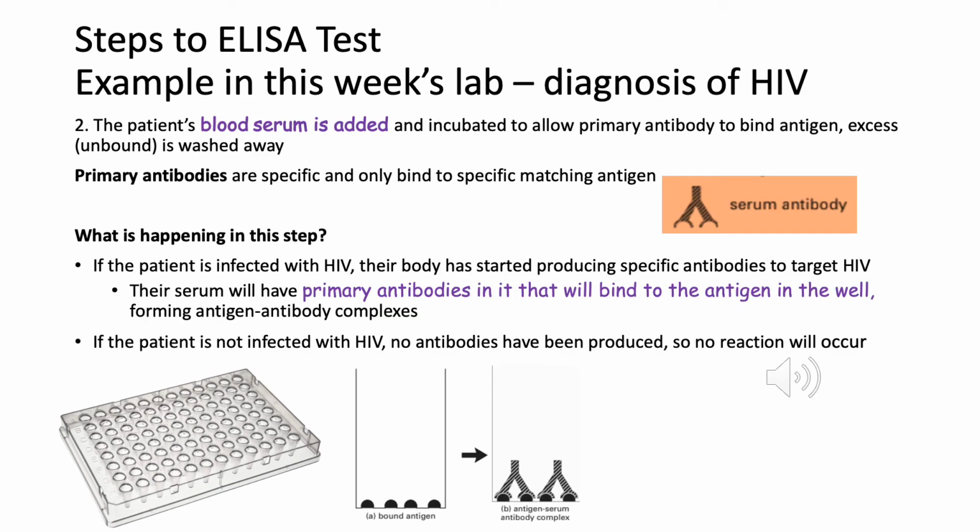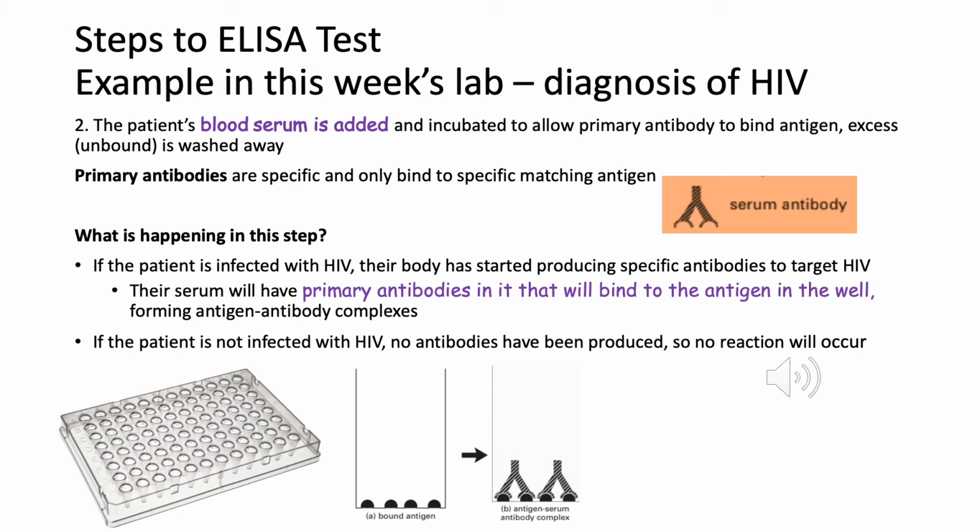In the second step, the patient's blood serum is added to the well and incubated to allow the primary antibodies, the person's antibodies that are in their blood serum, to bind to the antigen. And then the excess or unbound antibodies are washed away. So the primary antibodies are specific and only bind to the specific matching antigen.